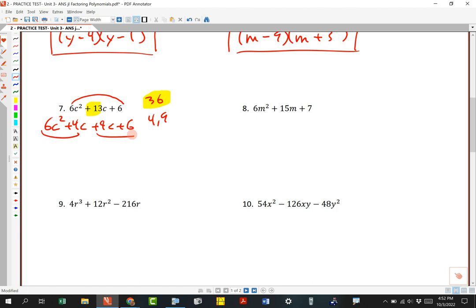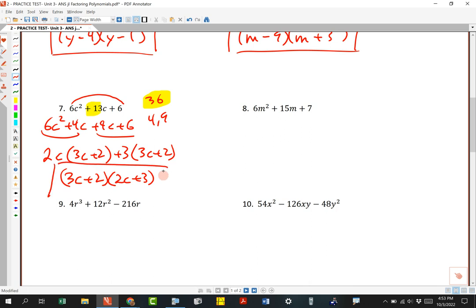And then I'm going to go ahead and group these. That's why we call this trinomial grouping sometimes. So I'm going to take out a 2 and a c. I'm left with a 3c plus 2. And out of the 9c and the 6, I'm going to take out a 3, a positive 3. I'm left with a 3c plus 2. So again, we've got a 3c plus 2, a 2c plus 3, and we circle that, and we are done. All right. We'll look at this next one.